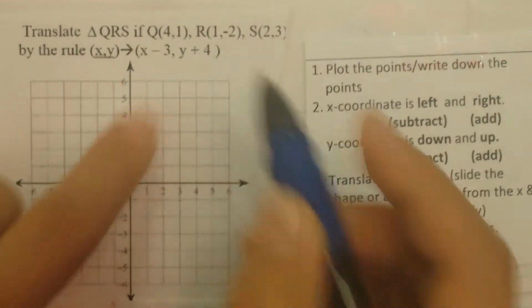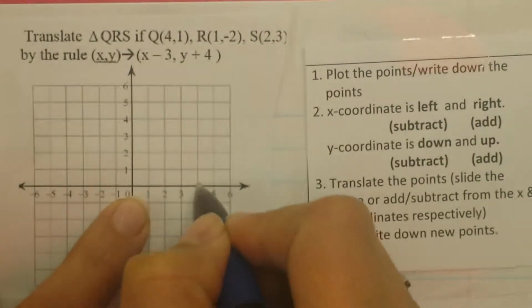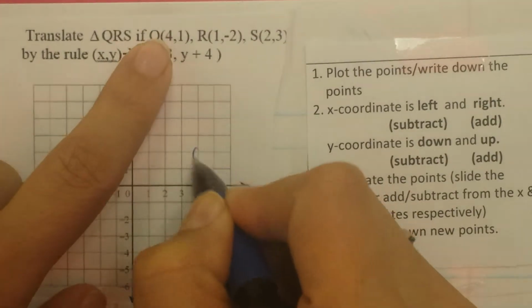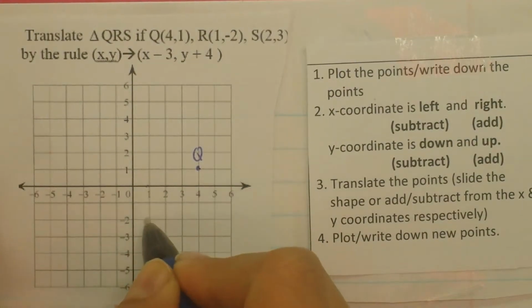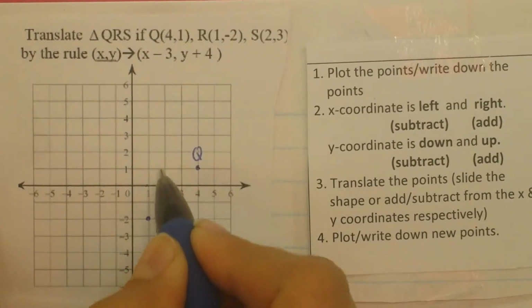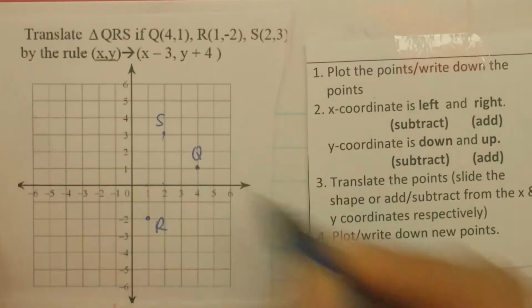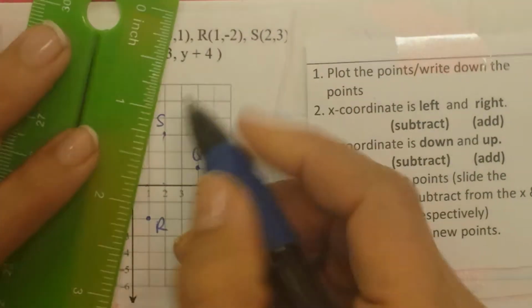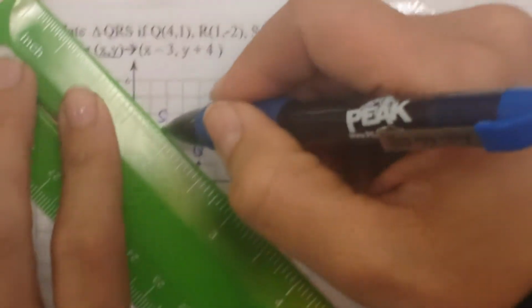So we're going to plot the points. This is always X before Y. So we're going to go 4 and then 1. That's Q. Label them as you go. 1, -2. 1 and then -2. That's R. S is 2, then 3. That's S. So now once you have it labeled, go ahead and just join them. If you don't have a ruler, just use a line of best fit.